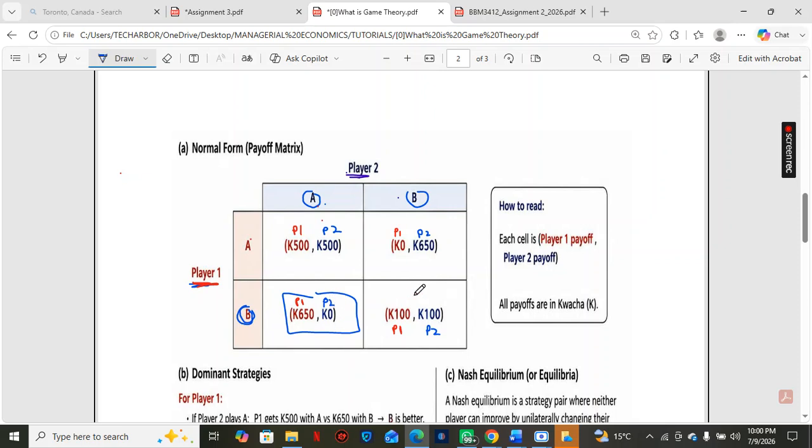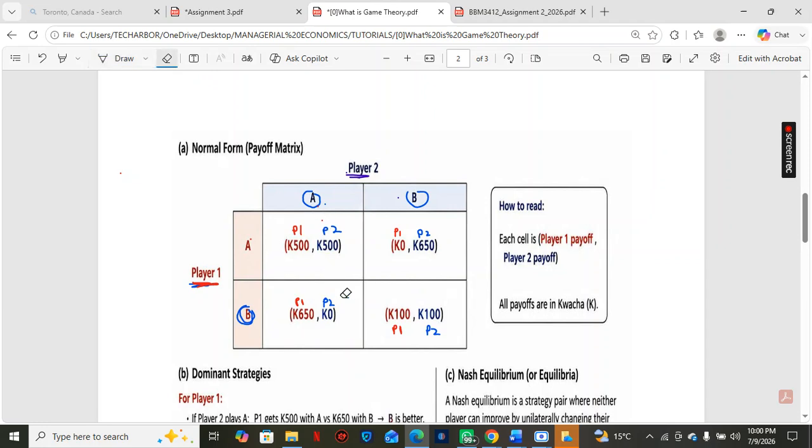Any questions, colleagues? Because if you mess this up here, it's game over. You get the rest wrong. Okay, so this is the payoff table here.